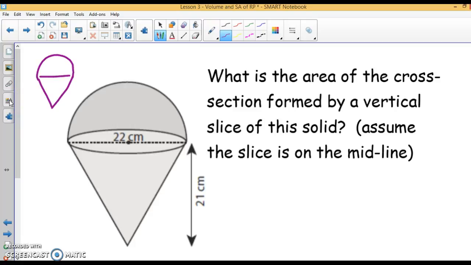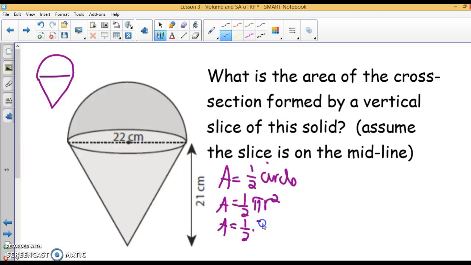So, to find the area of that cross section, my area of half of a circle will be 1/2 pi r squared. What will the radius be? It'll be 11. So, area is 1/2 times 3.14 times 11 squared, which is 189.97. I used 3.14 for pi.